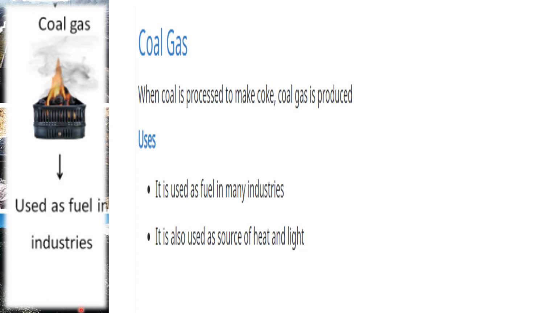Coal gas is mainly a mixture of methane and hydrogen with some amount of carbon monoxide. All the gases present in coal gas can burn to produce heat, due to which coal gas is an excellent fuel with a very high calorific value, and it is used as a fuel in many industries. It was also used as a source of heat and light, but nowadays it is used only as a fuel and source of heat and not as a source of light.